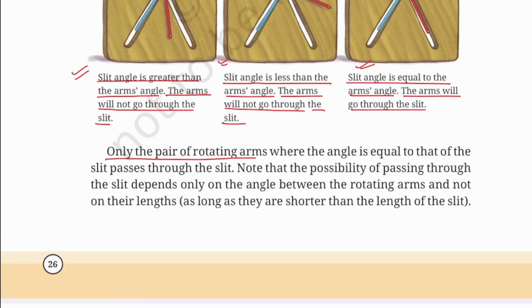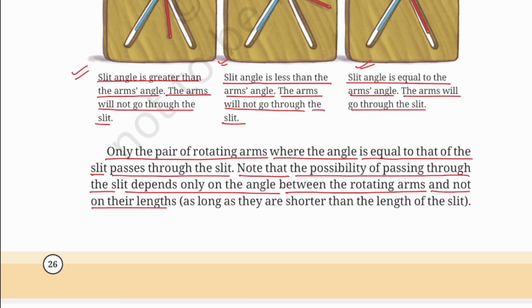Only the pair of rotating arms where the angle is equal to that of the slit passes through the slit. Note that the possibility of passing through the slit depends only on the angle between the rotating arms and not their lengths, as long as they are shorter than the length of the slit.